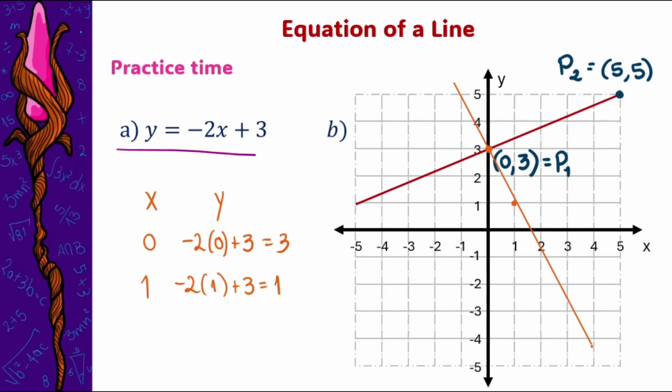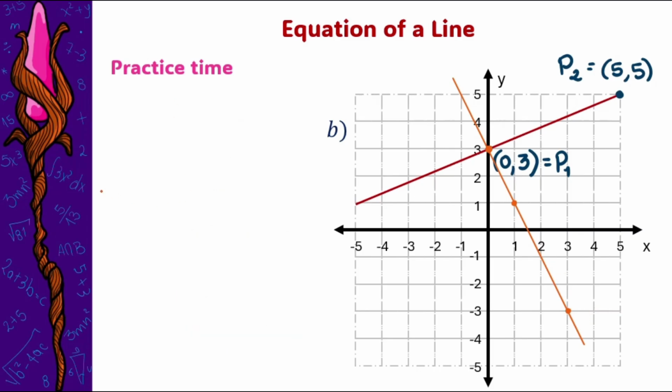If you want to make sure, you can find other points and check that they are actually part of the line. For example, let's say 3. Minus 2 times 3 plus 3 is equal to minus 3. So the point (3, -3) should be part of it. This is the line that we are representing.